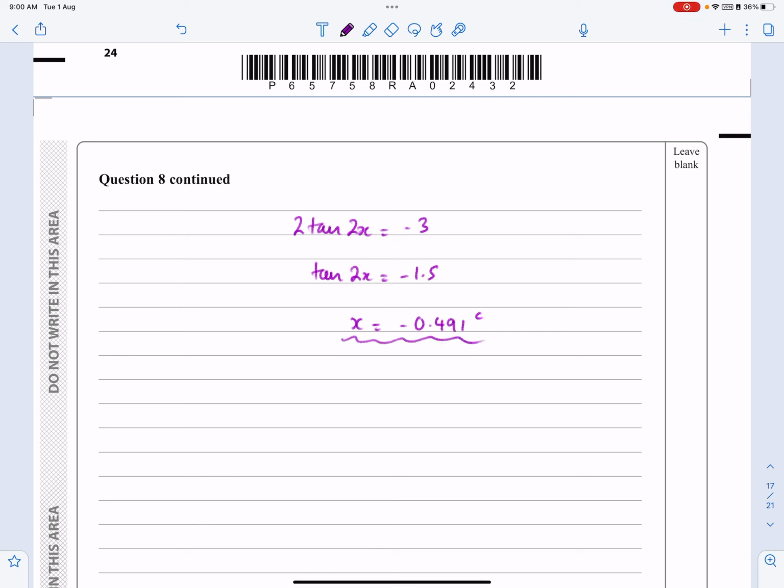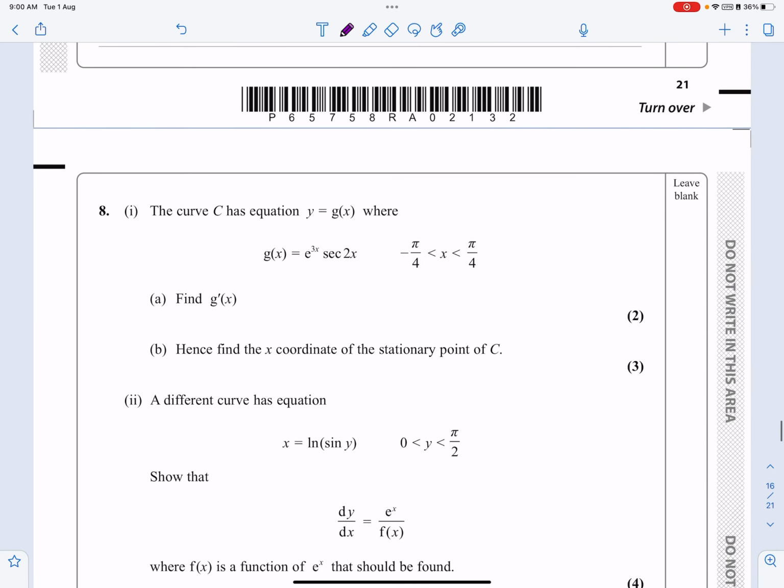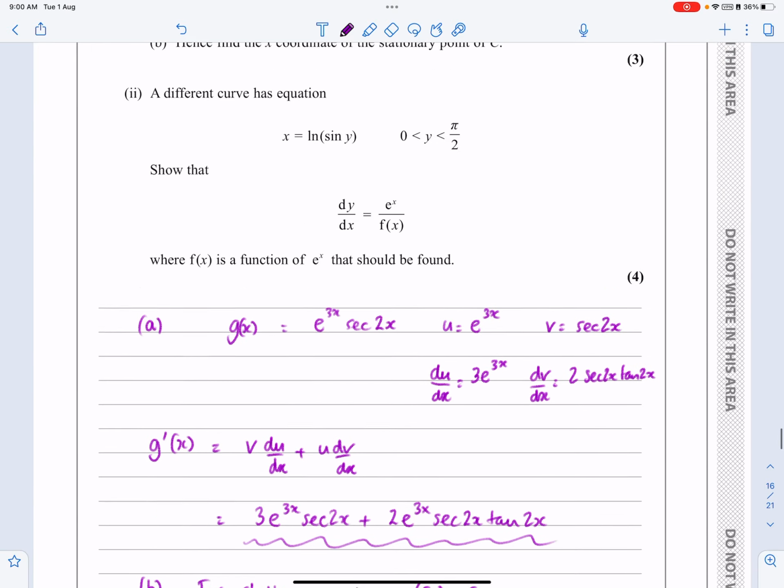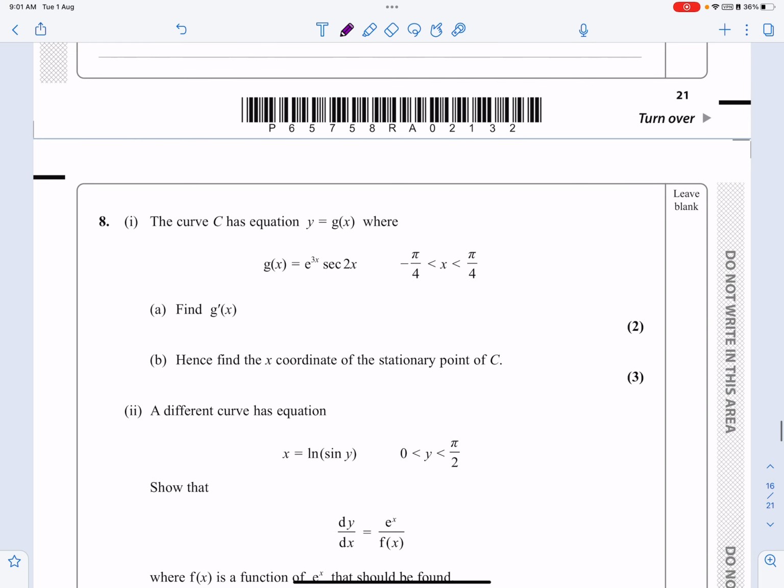Just inverse tan. Be aware of the CAST diagram. It doesn't say anything about decimal places or significant figures, so I'm happy just to leave it as 0.49. I've done it to 3, but you could do it to however many you want for that part there. Okay, on to part 2 now. If you are struggling with that bit, go back and look at one of my other videos on the channel, and it'll explain to you how to do that sort of thing.